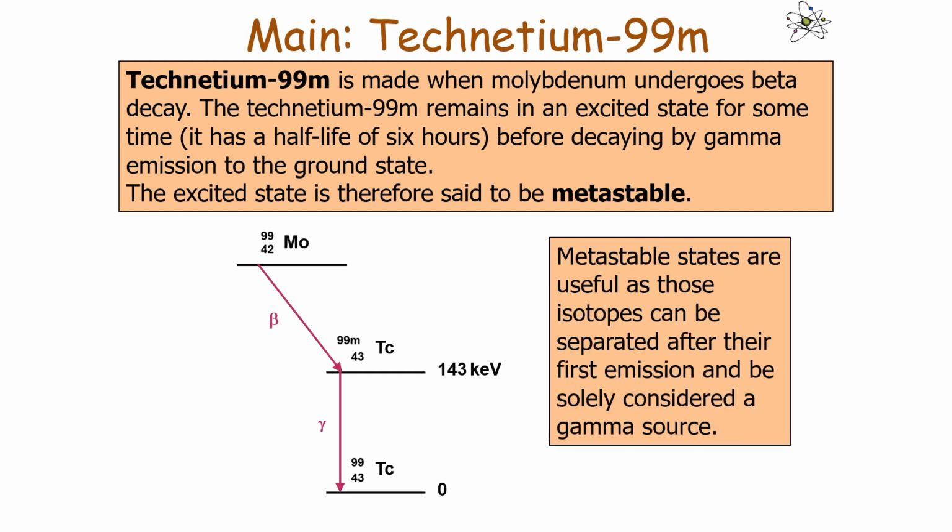So metastable states are useful as those isotopes can be separated after their first emission and then can be solely considered a gamma source, because as you'll be aware, gamma emission can only happen after either alpha or beta decay. So if you don't want those products to be produced, you would have your metastable substance to be used as your gamma source, because they'll not emit any more alpha or beta because they've already done that.